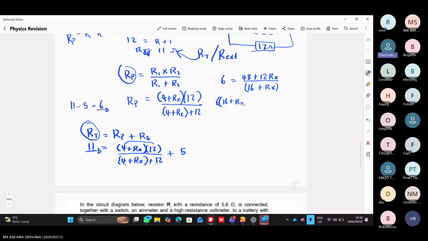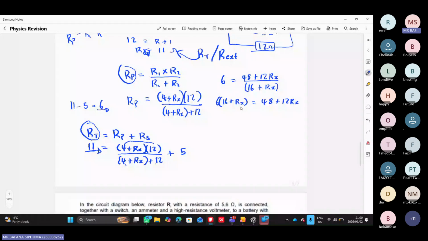Multiply 6 by 16 plus Rx. Okay, thank you. That's 48 plus 12 x. So I was never good in maths, but yet I still passed physical science with good marks. So that was a miracle. So what is 6 multiplied by 16? 96, sir.